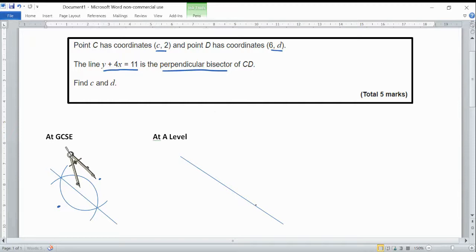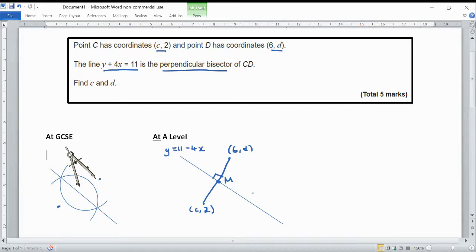So we've got a straight line, and the equation of that is y plus 4x equals 11. But at school, you like to make y the subject, so we'll call it y equals 11 minus 4x. And that's the perpendicular bisector of C and D. So maybe C's down here, who knows, C comma 2, and maybe D's up here, 6 comma D. And what that means is, if I was to draw a straight line between C and D, then through the midpoint, the point that's halfway between the two of them, maybe we could call that M, a line that's at 90 degrees to that original line would have equation y equals 11 minus 4x.